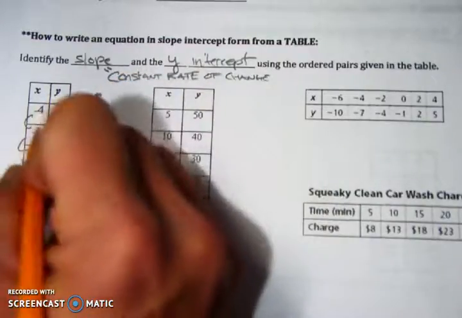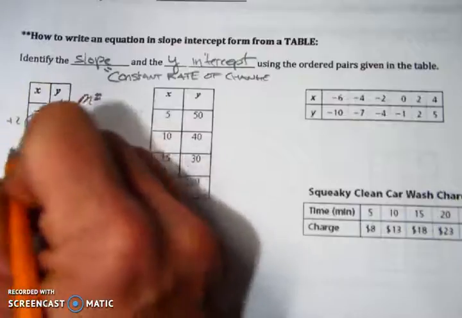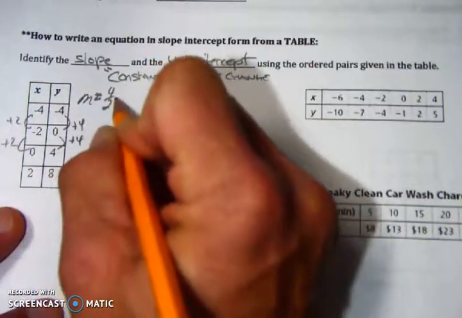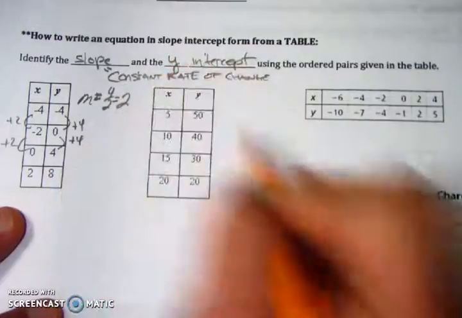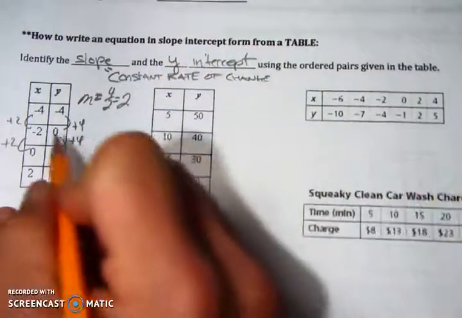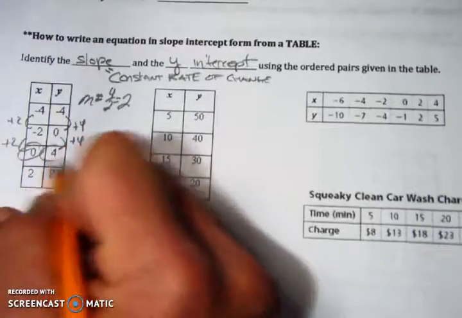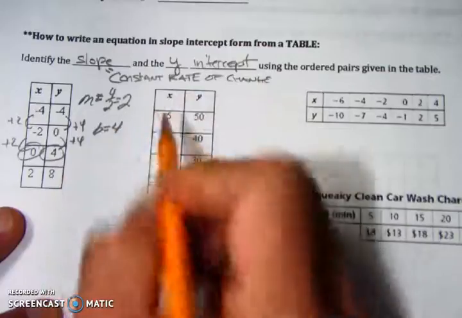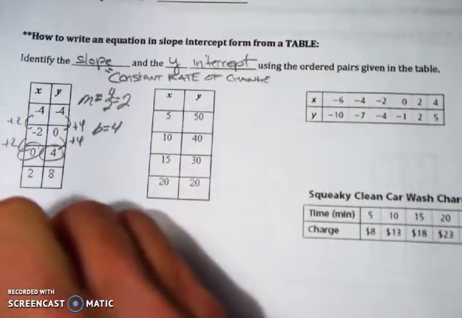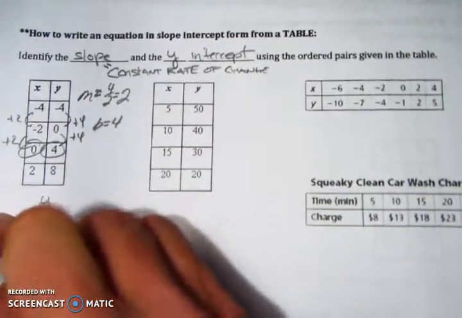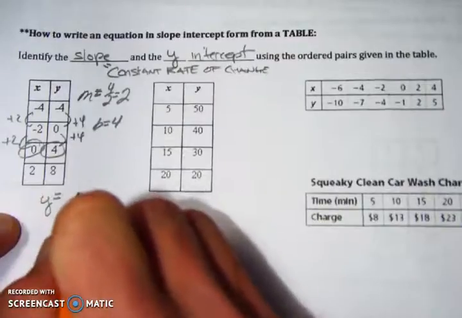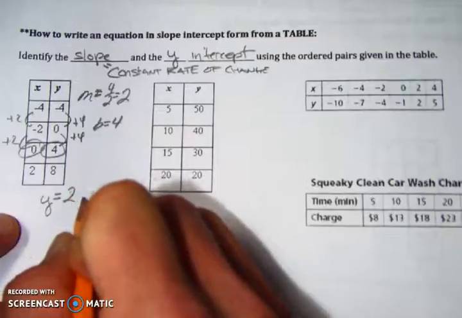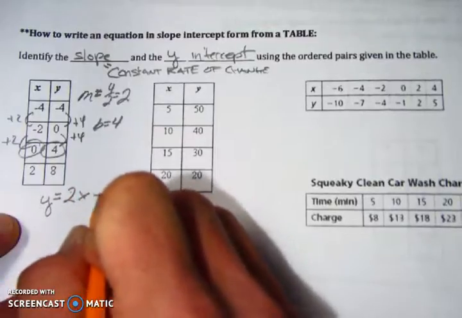Now we're going back to constant rate of change because we can't figure the slope here without doing it. So our constant rate of change looks like it goes 4 over 2, right? So our slope is 2. When our x is 0, what's our y? 4. So our b is 4. So we can write this as y equals, what's my slope? 2x plus 4.